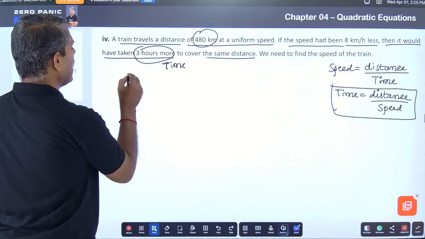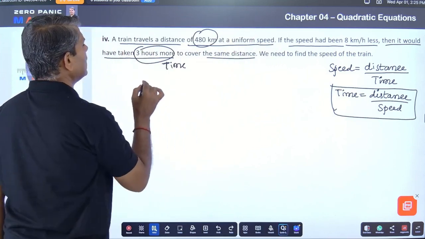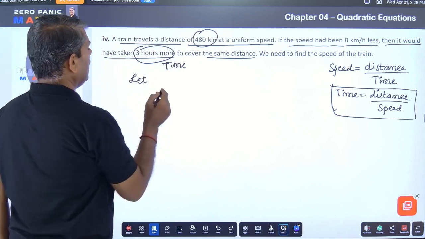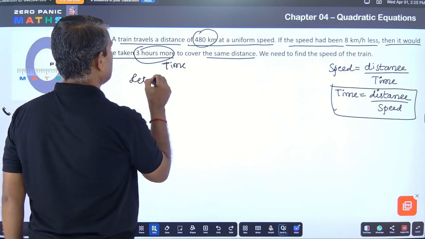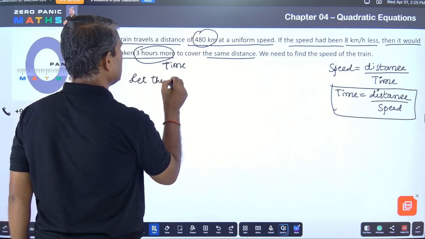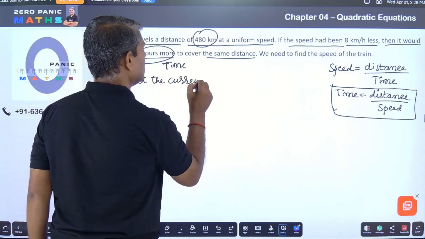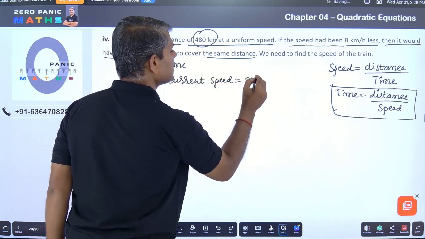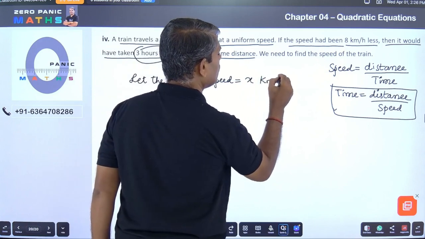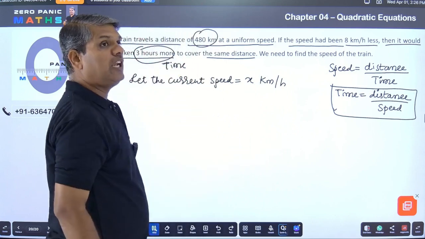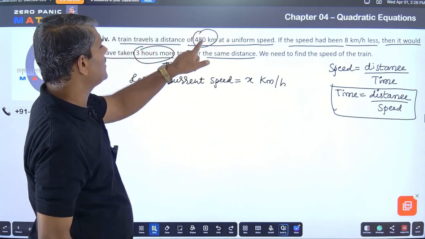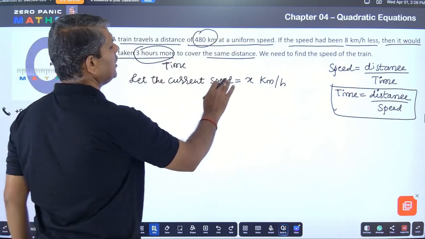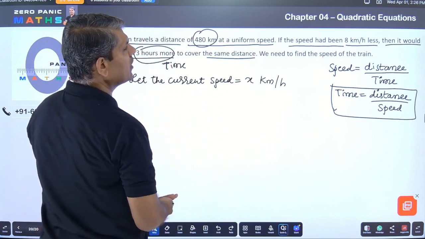Now let us represent this data. Let the current speed be x kilometer per hour. We don't know what is the speed with which it has traveled a distance of 480 kilometer. It is a uniform speed they have given. Let the current speed be x kilometer per hour.